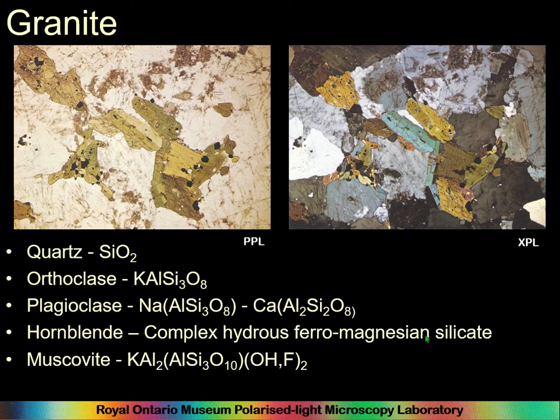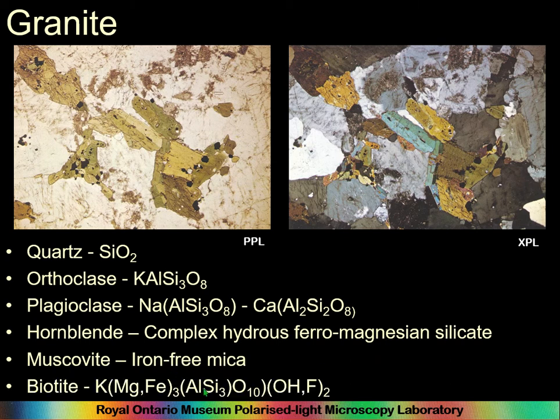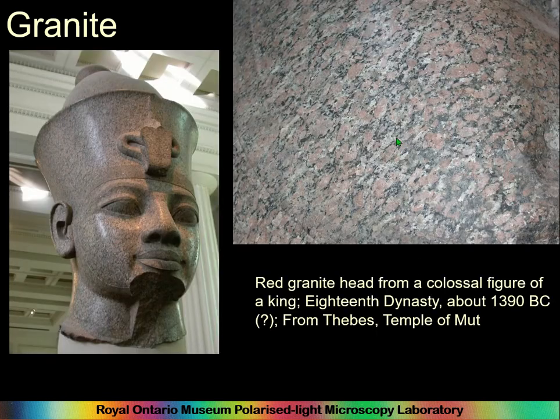Hornblende is the complex hydroferromagnesium silicate. Muscovite is the iron-free mica, and biotite is the iron mica. I can't actually see offhand any muscovite in here, but it occurs quite often in granitic rocks. Here's a nice granite. This is the Aswan granite, very distinctive, very big pink crystals of orthoclase.